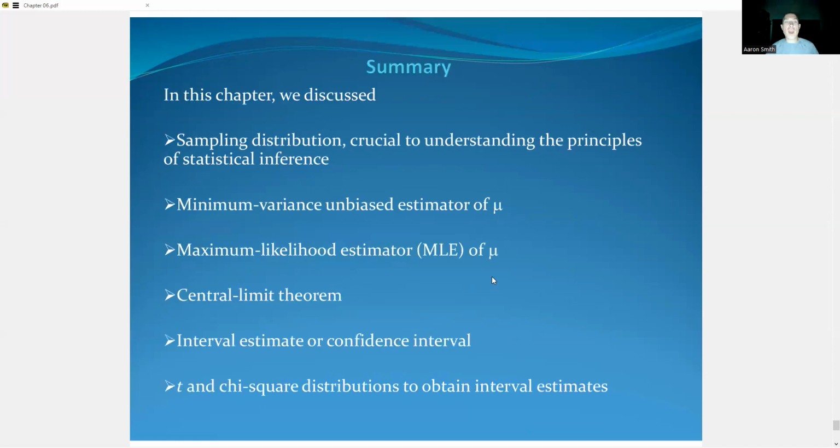All right, so let's recap what we talked about. We talked about sampling distributions, which are critical for understanding the principles of statistical inference. We talked about minimum variance unbiased estimators of mu, specifically X bar. We talked about maximum likelihood estimators, the MLE of mu. We talked about the central limit theorem. We talked about interval estimation of confidence intervals, and we talked about t and chi-square distributions to obtain interval estimates.